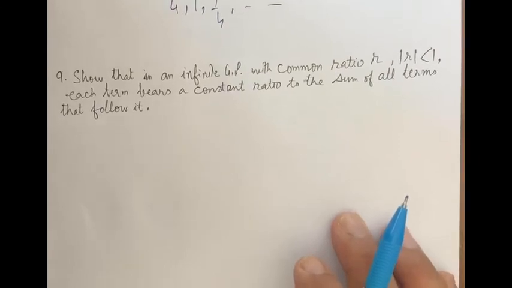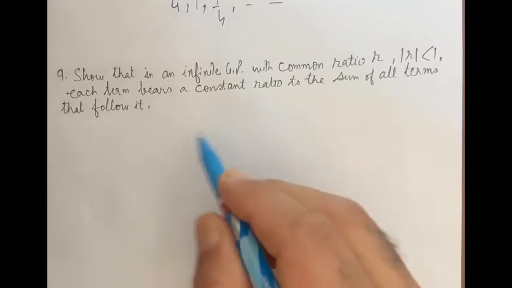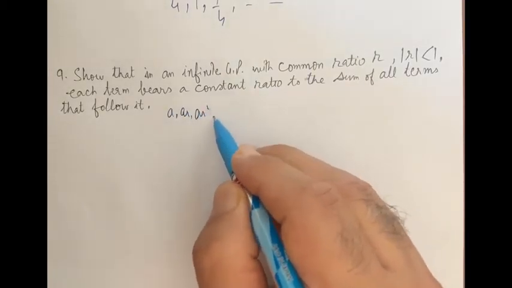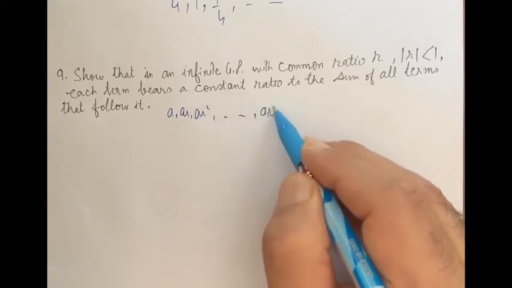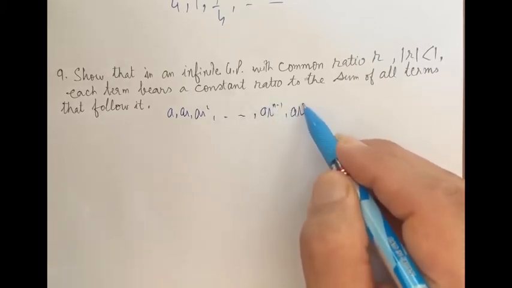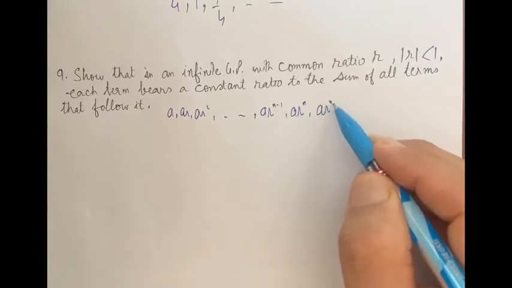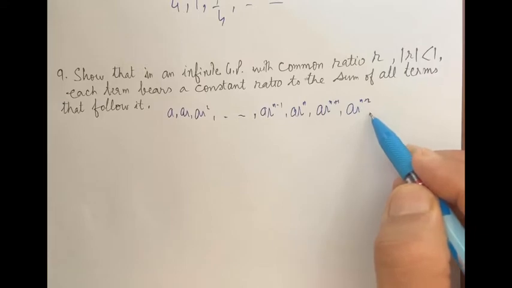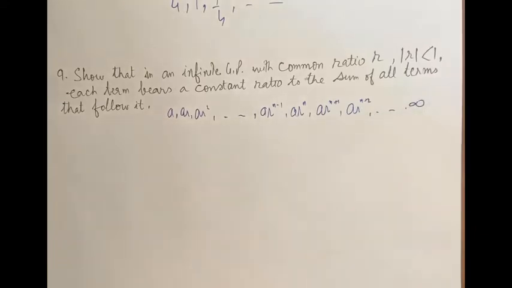Now coming to the next one, we have to show that in an infinite GP, so let's say we have a, ar, ar square, and so on: ar^(n-1), ar^n, ar^(n+1), ar^(n+2), and so on up to infinity. We have to show that each term bears a constant ratio to the sum of all terms that follow it.